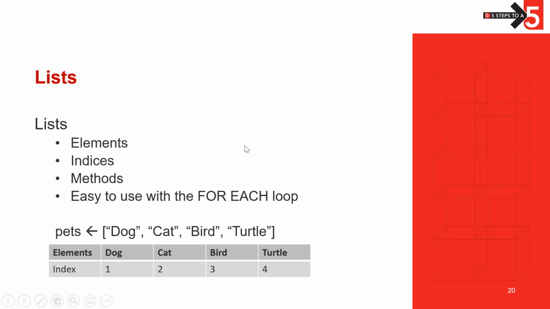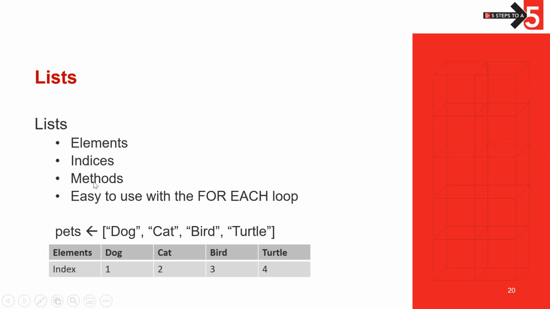All right, moving on to lists. Quickly review. Lists have elements, and those are the actual values in the list. In this case, we have dog, cat, bird, and turtle. Those are my elements. We can get to a location in a list through the index. Each element has an index that represents its location in the list.